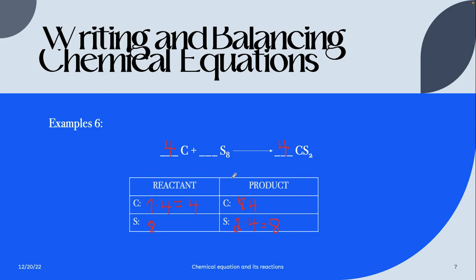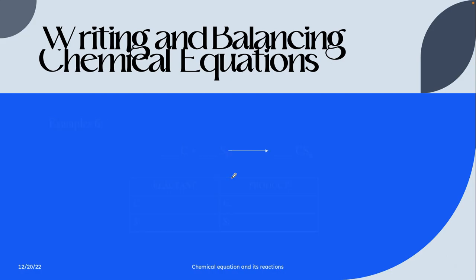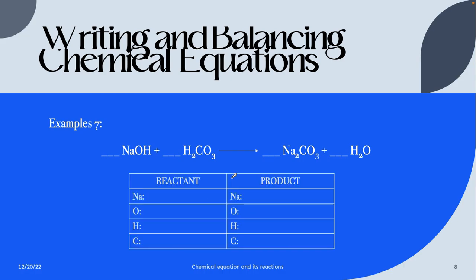Okay, so now let's take a look at another example. This example is sodium nitride plus carbonic acid, when reacted gives you sodium carbonate and water. So let's do our table. So we have our respective elements: sodium, oxygen, hydrogen, and carbon. And now we're going to write how many of each there are.